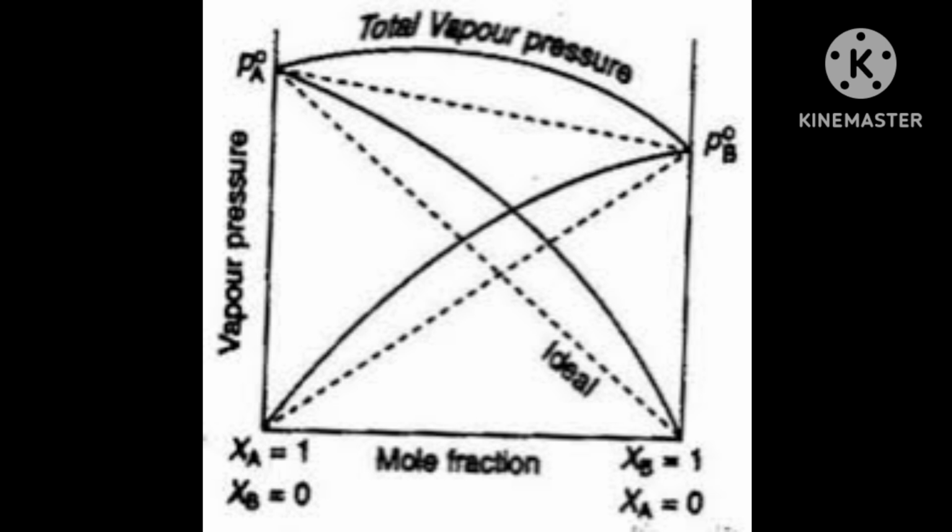Both examples I told you. The first example I gave you was ethanol and acetone. The other example I told you is the second one. I have given two examples of solutions. Okay. In both examples there is a positive deviation. Okay.